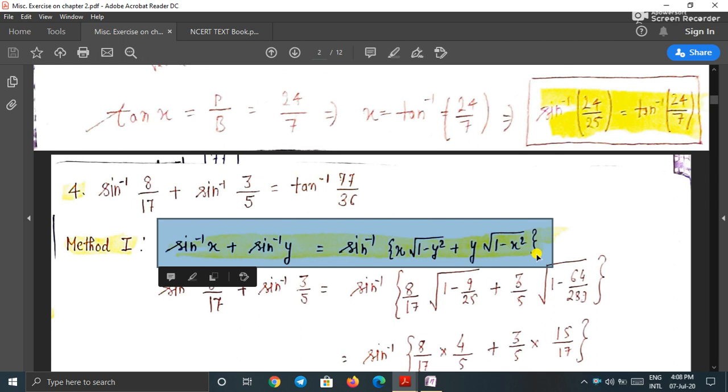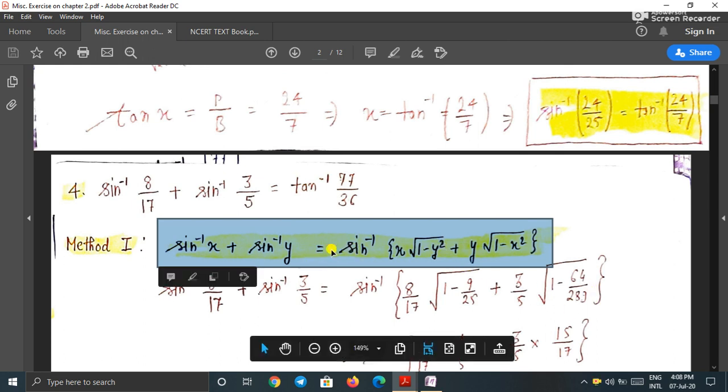Suppose in examination time you have forgotten this formula, you do not remember this formula, then how can we solve the problem without using any property?